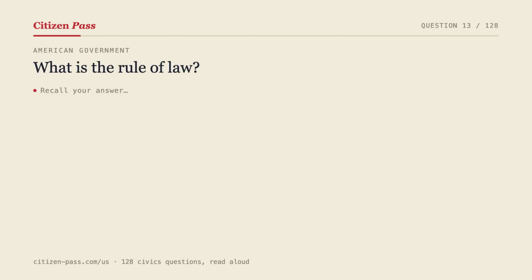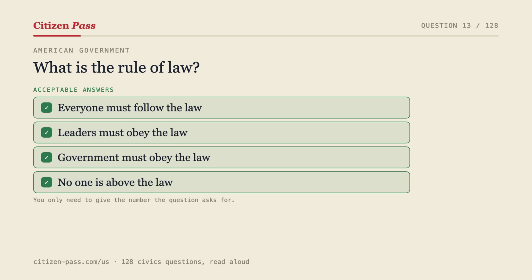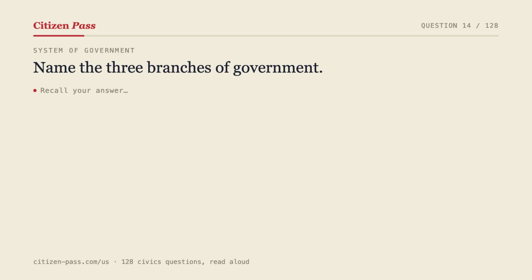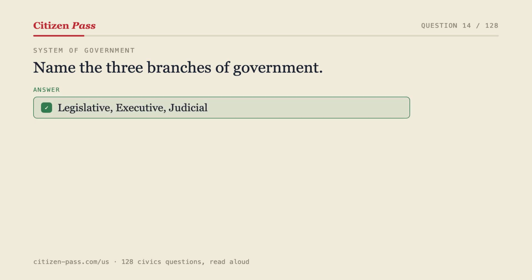What is the rule of law? Acceptable answers include everyone must follow the law, leaders must obey the law, government must obey the law, or no one is above the law. Name the three branches of government. The answer is legislative, executive, judicial.